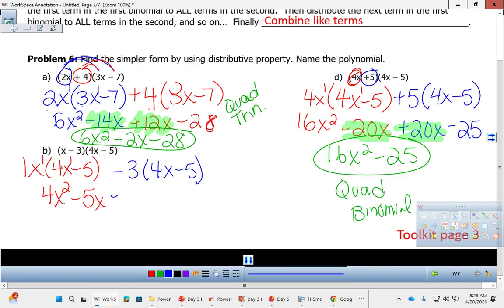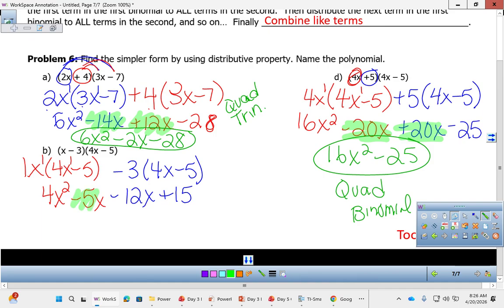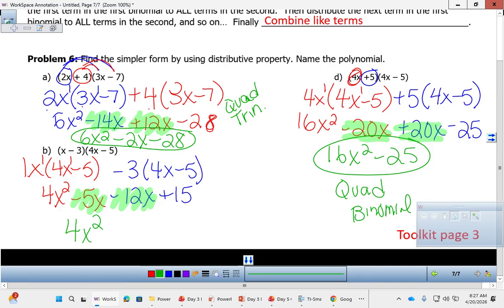Negative 3 times 4 is negative 12. Keep the x. There's nothing to add. Negative 3 times negative 5 is positive 15. Once you get rid of the parentheses, you just have to keep your eye out for any like terms. If you have like terms, you need to combine them. What do I get when I combine negative 5x and negative 12x? Negative 17x, right? You don't want to change the x. You want to keep it the same when you're adding and subtracting.